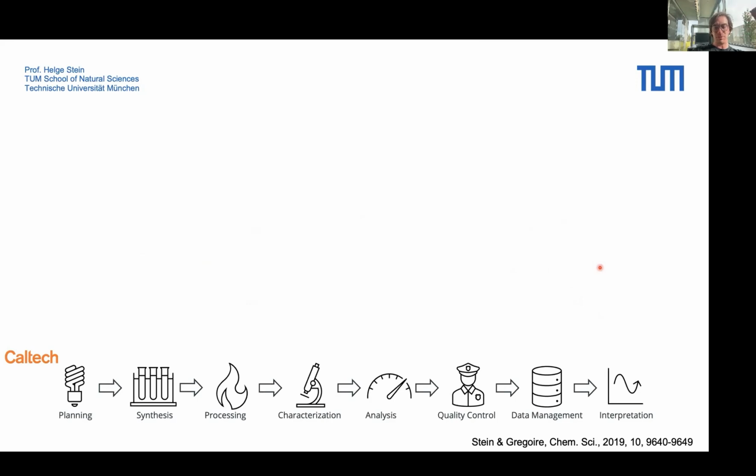So these are some of the basic research tasks, and this has been something that we started at Caltech. Essentially, we were thinking of how can we integrate, and this is what these arrows mean, how can we integrate planning with synthesis? How can we integrate synthesis with processing, and so on and so forth? My main job back then was actually to integrate everything with data management and the interpretation. Just that alone took a lot of work.